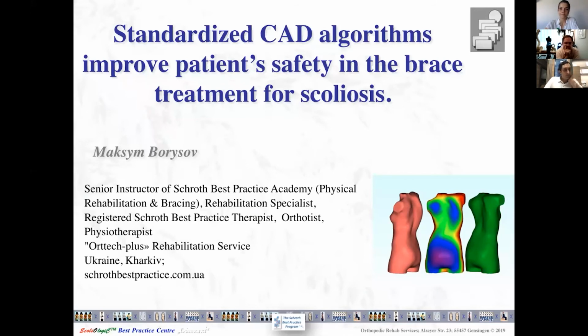Hello again. First of all, I want to thank the organizers, our moderator, all speakers for very nice presentations, and also the participants who join us today. So my topic is standardized CAD algorithm improve patient safety in the brace treatment for scoliosis.